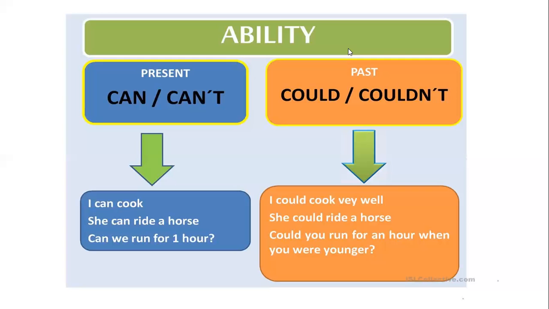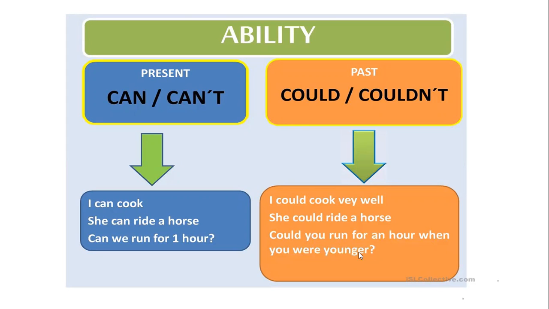William, are you ready? Okay, please, this one, could and couldn't. I could cook very well. She could ride a horse. Could you run for an hour when you were younger?